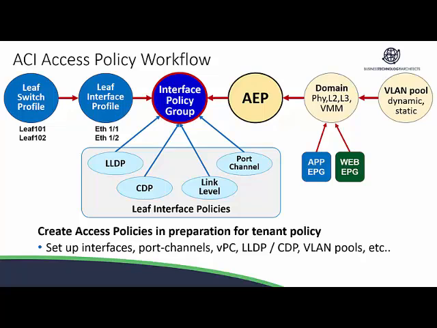Okay, so what actually happens here is that I've configured my LLDP, CDP, link level, and port channel policies. I bind them into what's called an interface policy group. So the interface policy group will determine how those ports will operate from a physical perspective. If you get something from this class, understand the ACI access policy workflow. No traffic will flow unless all of these pieces are actually working together.